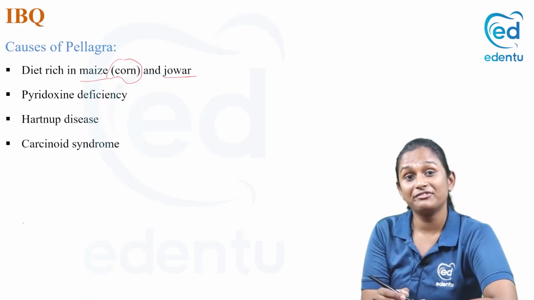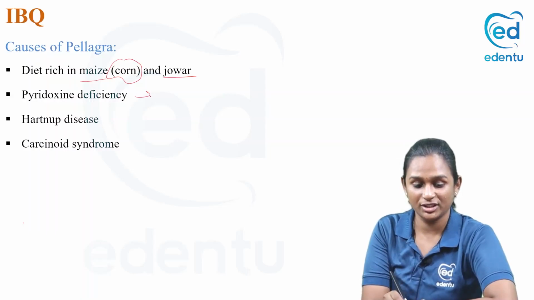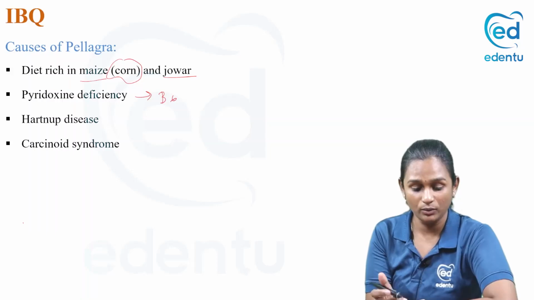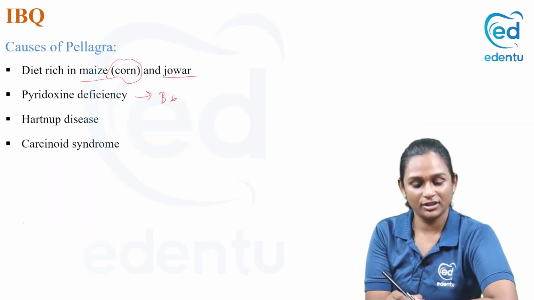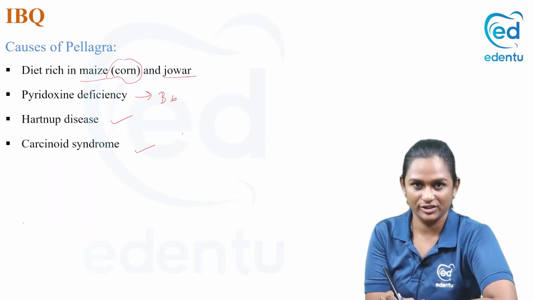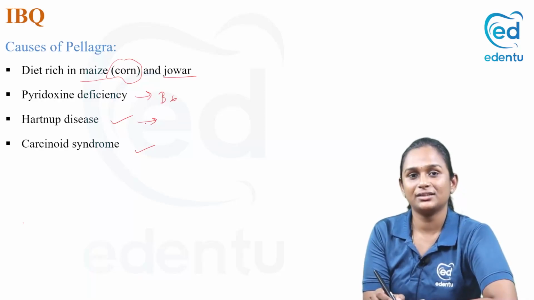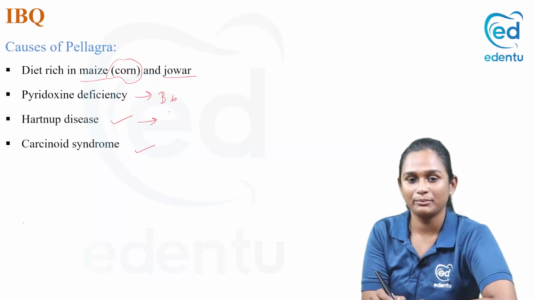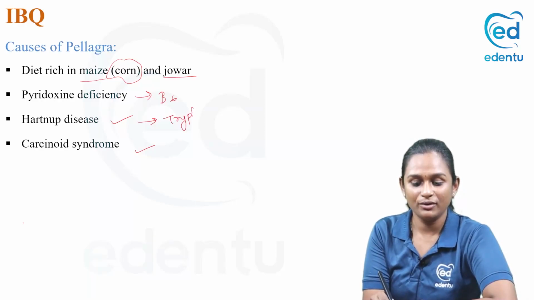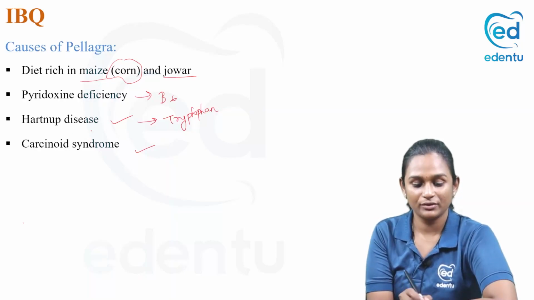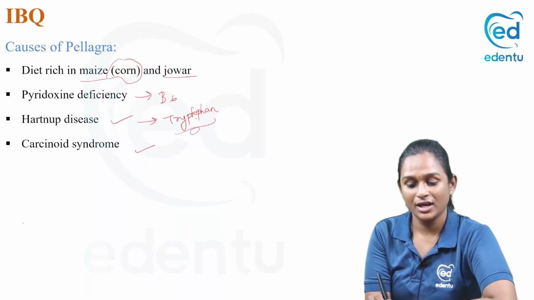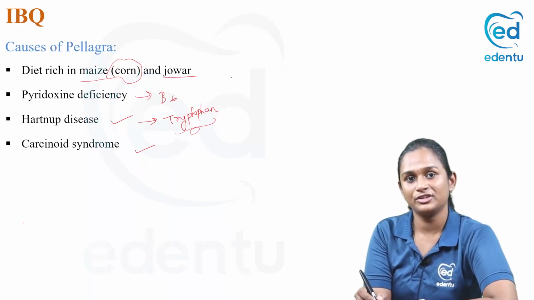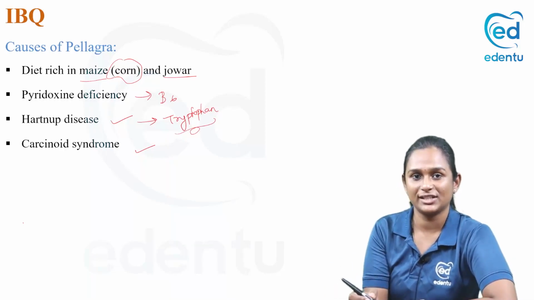The next cause is deficiency of another vitamin, which is pyridoxine, B6, which will result in niacin deficiency. We will see how. And then the other two disorders are Hartnup disease and carcinoid syndrome. Hartnup disease is where there is a defect in the absorption of the amino acid tryptophan. We know the amino acid tryptophan is the one which will synthesize niacin in our body. So the deficiency of this amino acid will result in the deficiency of vitamin niacin, which presents as pellagra.